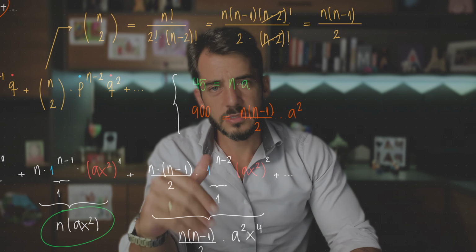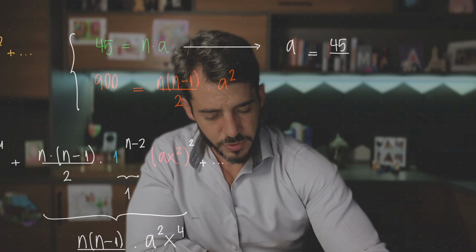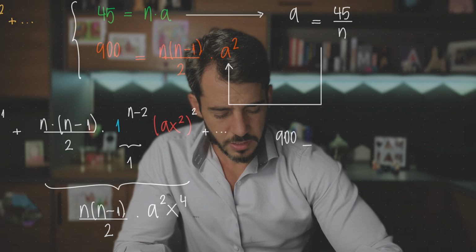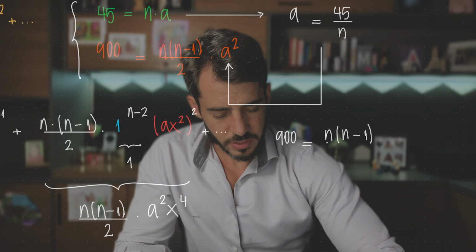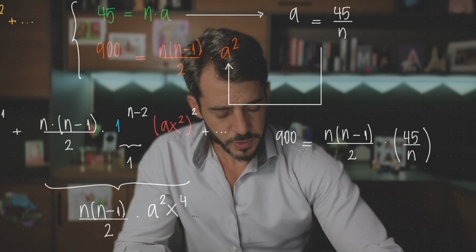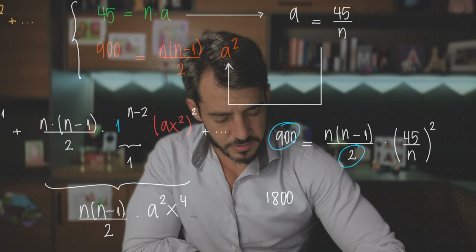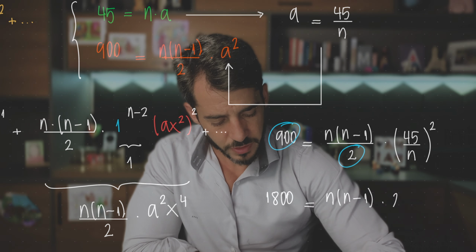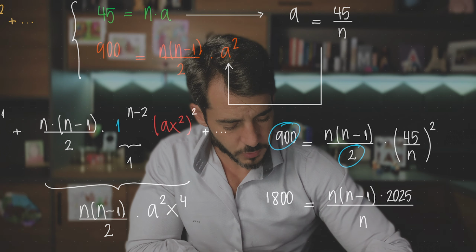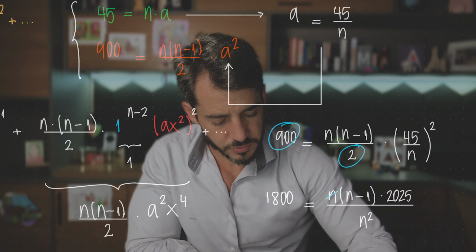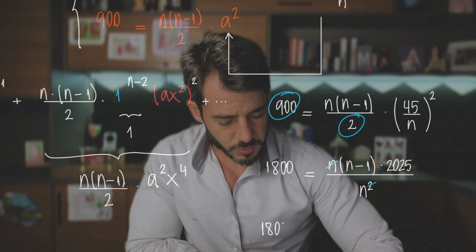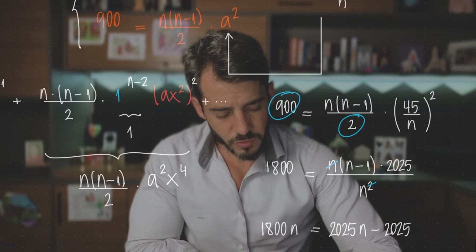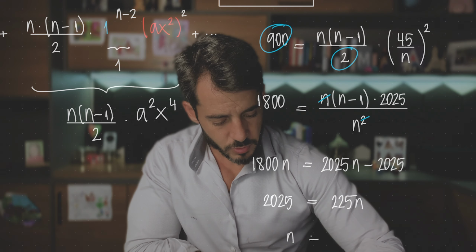We can solve this by substitution. You can replace a by 45 over n into the second equation, which gives us 900 equal to n(n − 1) divided by 2 times (45 over n) squared. We can cross multiply this 2, giving us 1800 equals (n − 1) times 2025, all of this divided by n squared. And by the way, we can simplify an n from here with the n from here. Cross multiply the n. So we have 2025n − 2025 on one side. After solving this equation, we get n equal to 9.